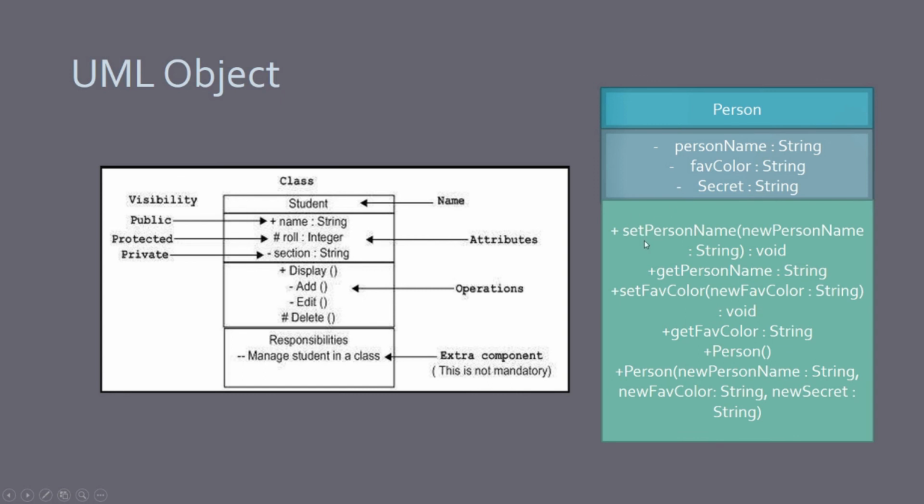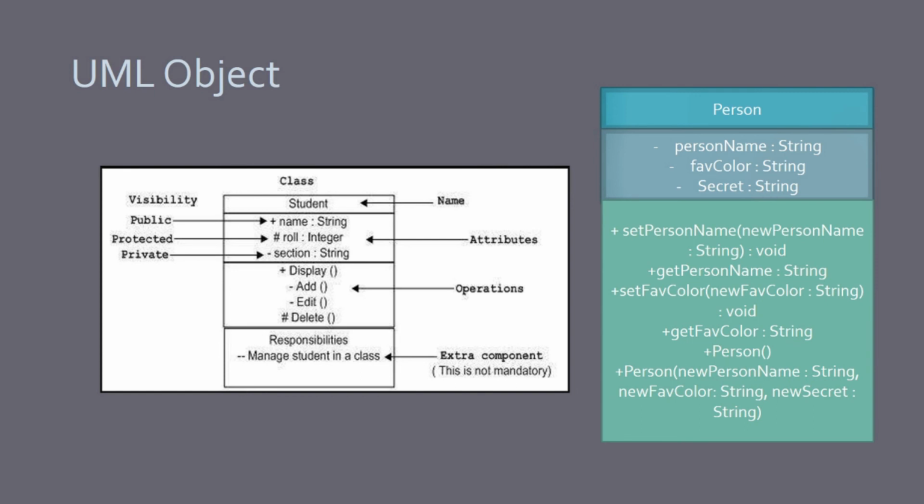The next section of our object model is a list of all of the methods or actions or operations that are available for this object. So we would have a setPersonName. It would be public, and it would expect a parameter of the new person name, and it would expect that parameter to be a string, and it would not return any value, so that's void.